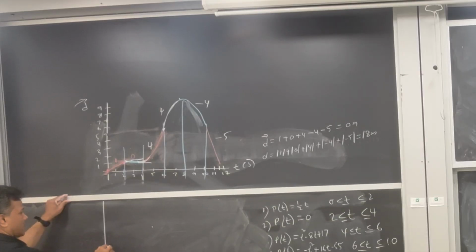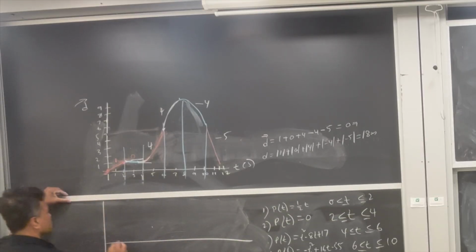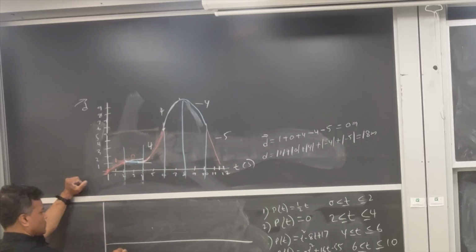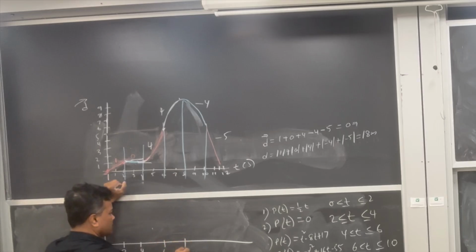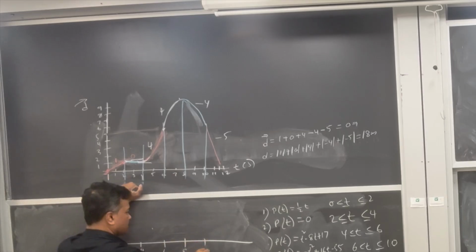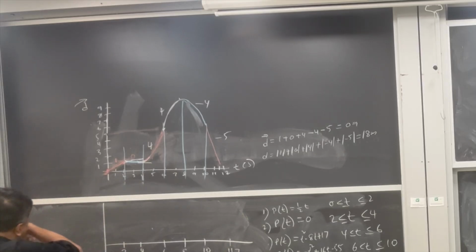Okay, and then let's go over here. So I have 2 seconds, then 4 seconds, then 6 seconds, then 8 seconds, then 10 seconds, and then 11.7 seconds. Okay, now I'm going to go by 1, 2, 3, 4, negative 1, negative 2, negative 3, negative 4.